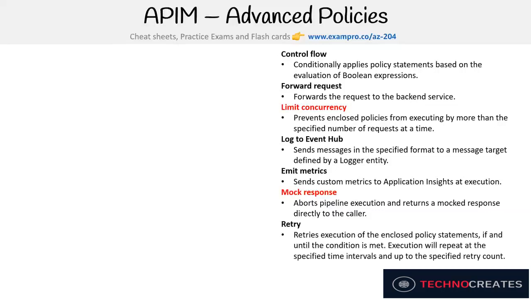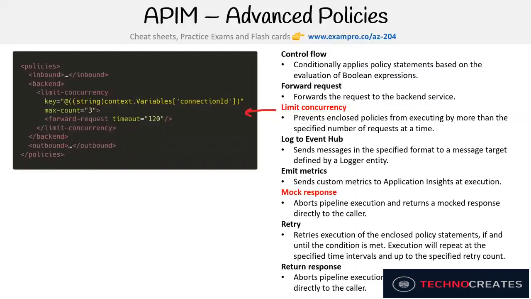Retry, retries execution of the enclosed policy statements, and if and until the condition is met, execution will repeat at the specified time intervals and up to the specified retry count. Return response, so it aborts pipeline execution and returns the specified response directly to the caller. Let's take a look at limit concurrency. That seems like a good one to have.